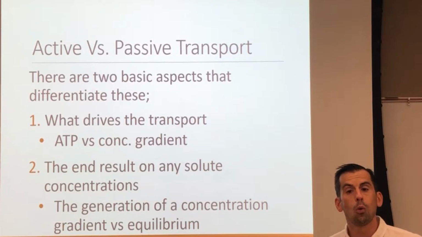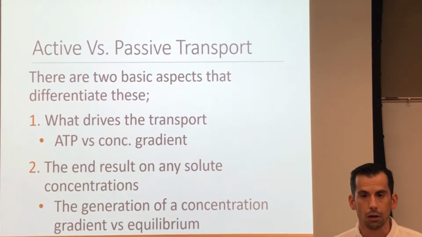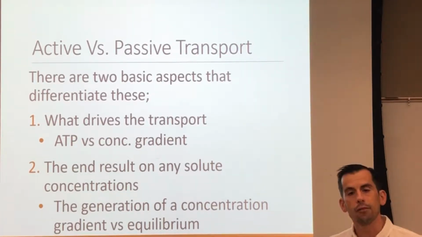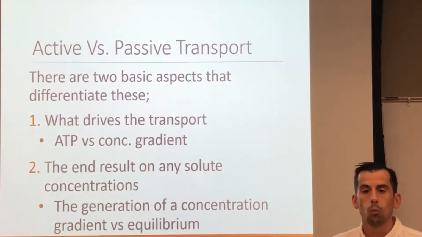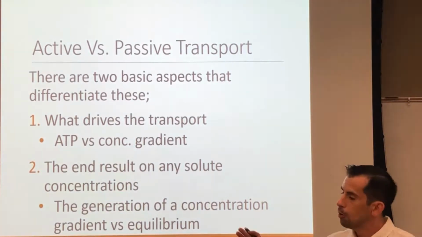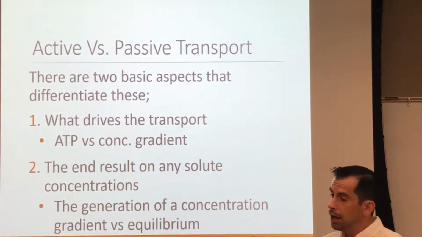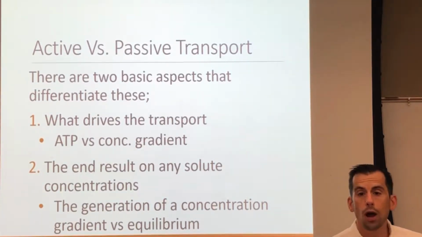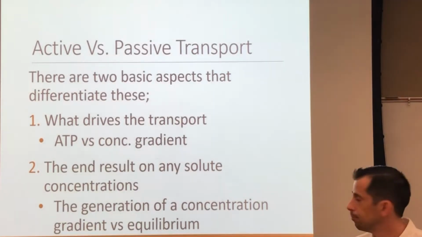Passive transport still requires energy, but in this case, we're going to use energy that's stored in the form of a concentration gradient. A concentration gradient is when we have more solutes on one side of a membrane than the other. We're going to see a driving force pushing those solutes, generally speaking, in a high concentration to a low concentration direction. So they both use energy, it's just a matter of which type.